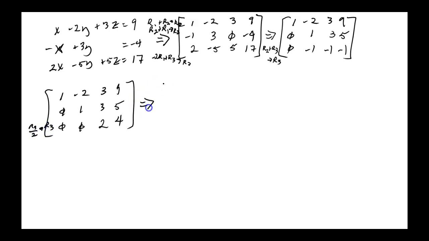Okay? So that becomes, you're not messing with the first row, write it down. 1, -2, 3, 9, 0, 1, 3, 5, and what? 0, 0, 1, 2. Okay. That is what we call a row echelon form. That's Gaussian elimination. That's what you do. Now, with Gaussian elimination, what's the next phrase?